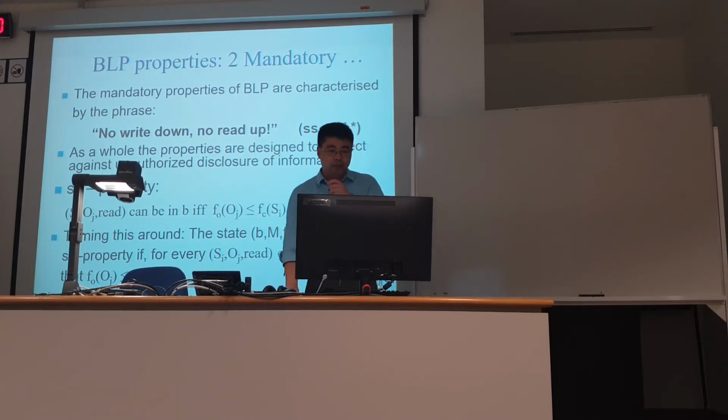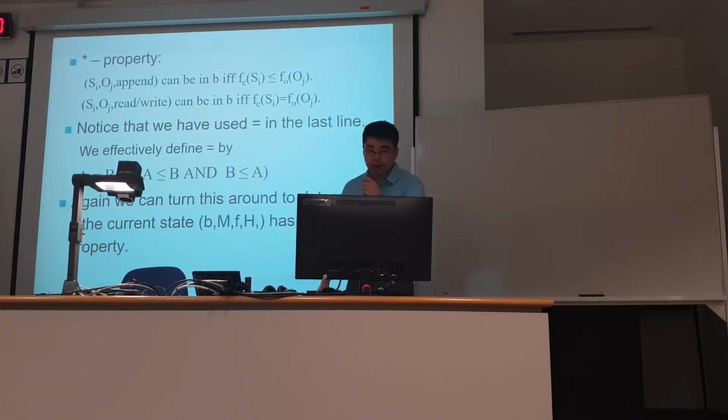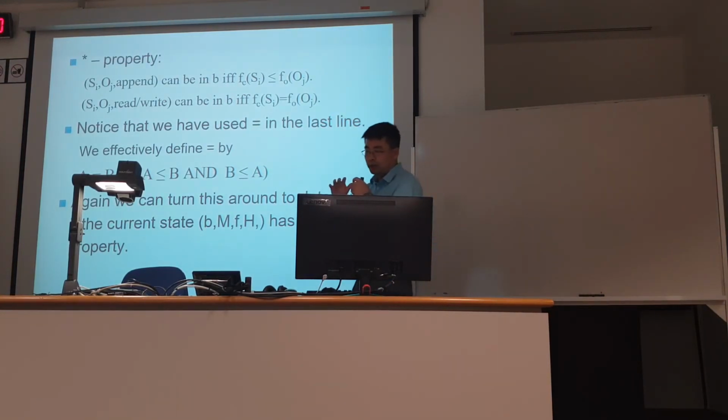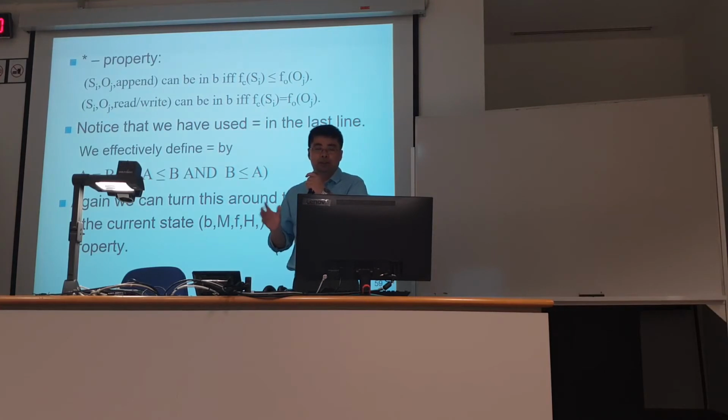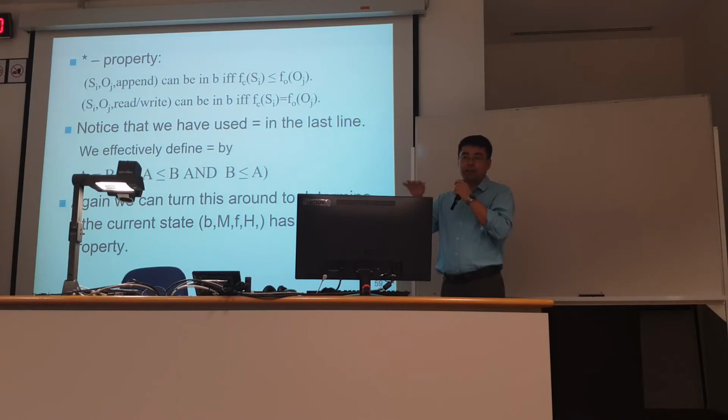Basically, we will determine whether the user can read or write a file by looking at the level of the subject and the level of the object. Here are some remarks. The no read up is quite straightforward. If the user has a lower level, you cannot read up. But for the no write down, if the user has a higher level, the user cannot write or append to a lower level document.